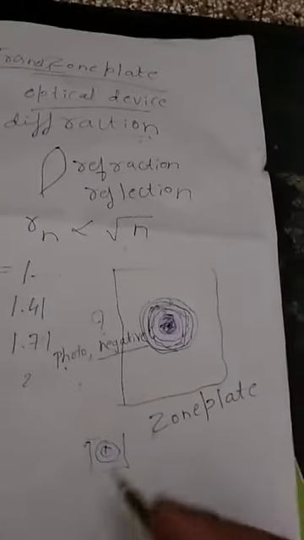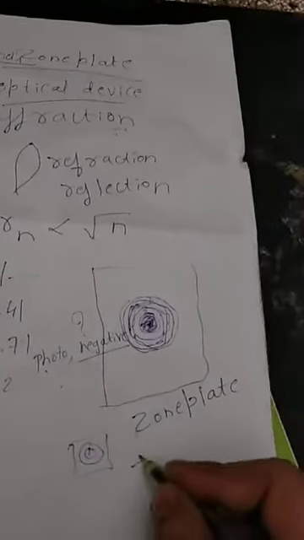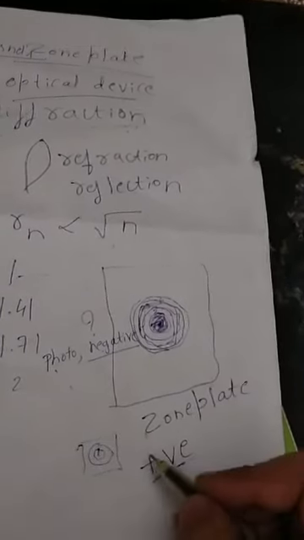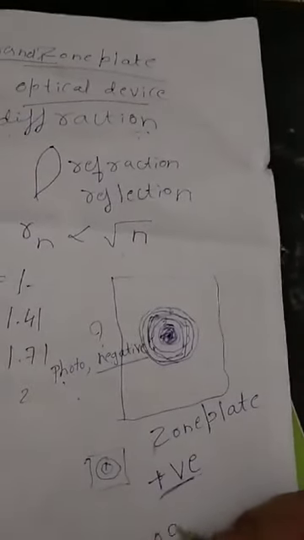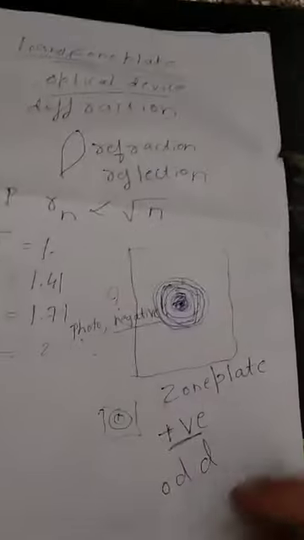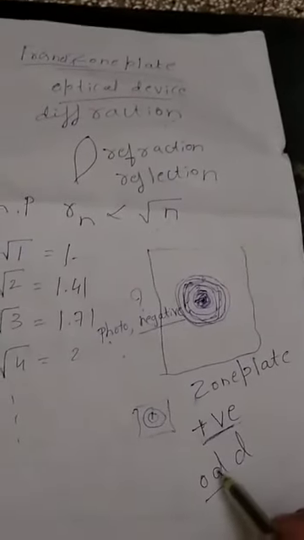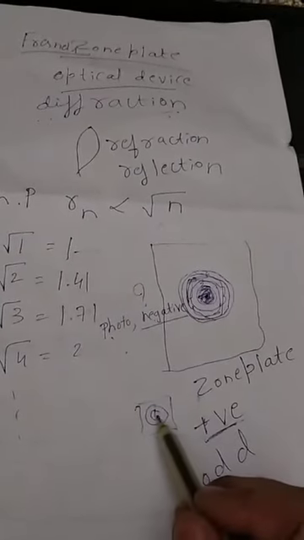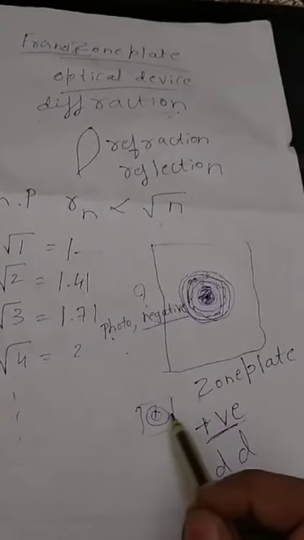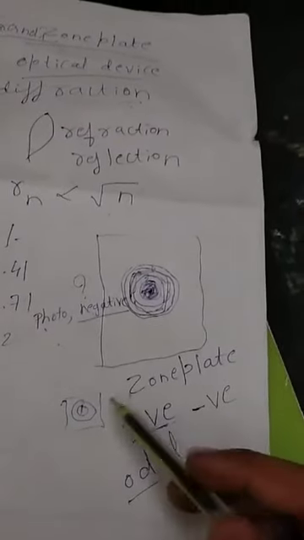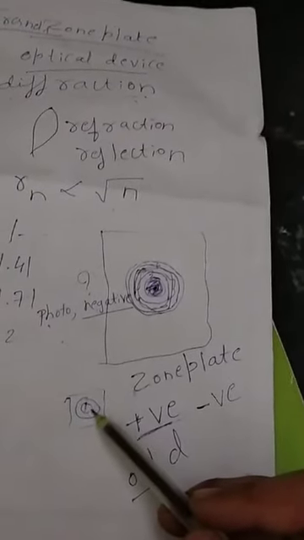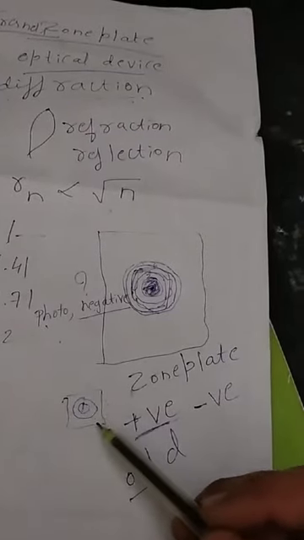So like this. And this type of zone plate is basically known as a positive zone plate, or I can also call it an odd zone plate. Why is this known as an odd zone plate? Because all the odd zones are transparent and the even zones are blackened. Similarly, I can create a negative zone plate, and in the negative zone plate, all the even zones are transparent but the odd zones are blackened.